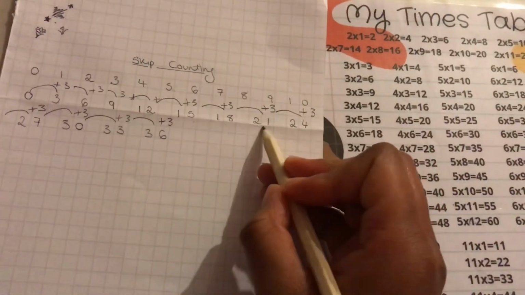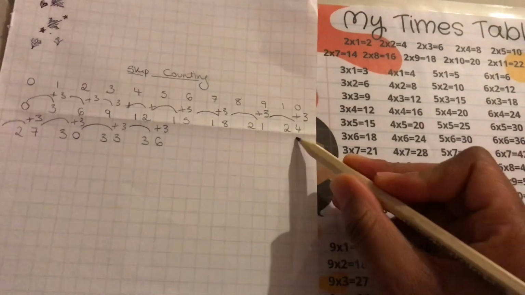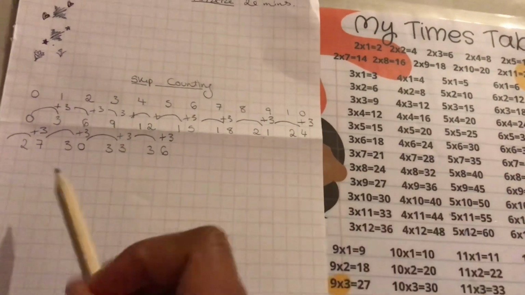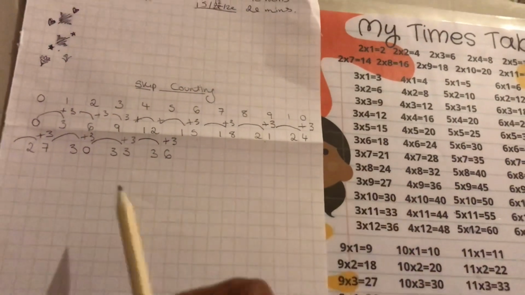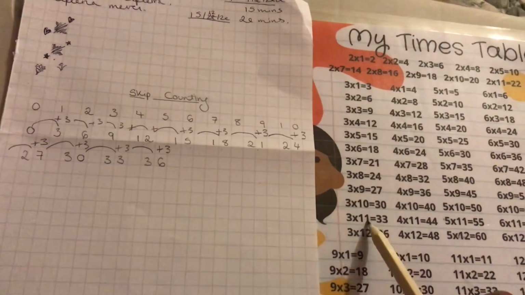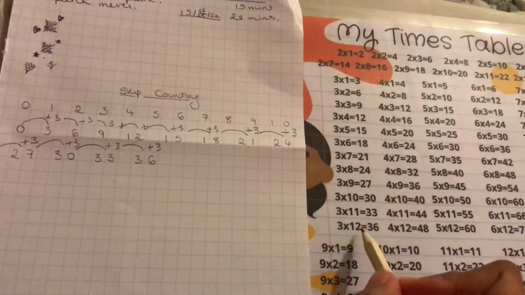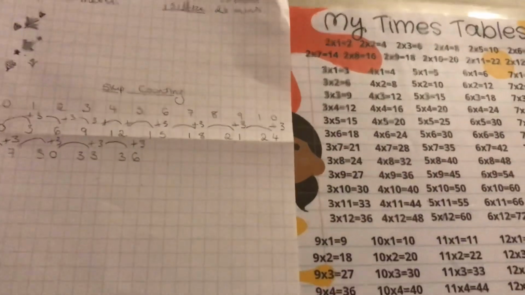3 times 7 is 21. 3 times 8 is 24. 3 times 9 is 27. 3 times 10 is 30. 3 times 11 is 33. And 3 times 12 is 36. Okay? So, skip counting can help us. You can also do it like this.